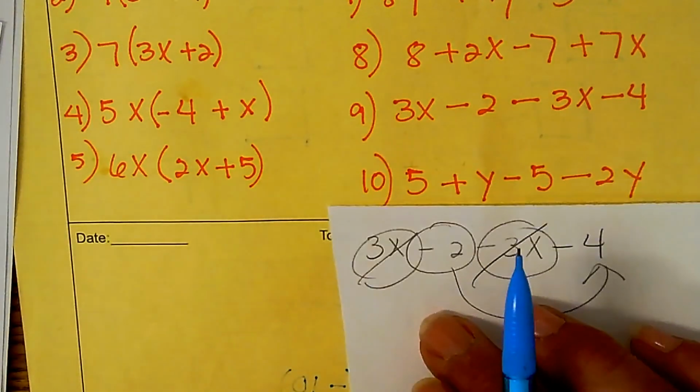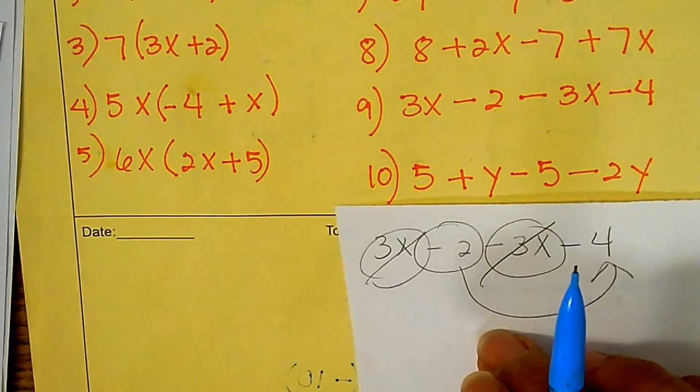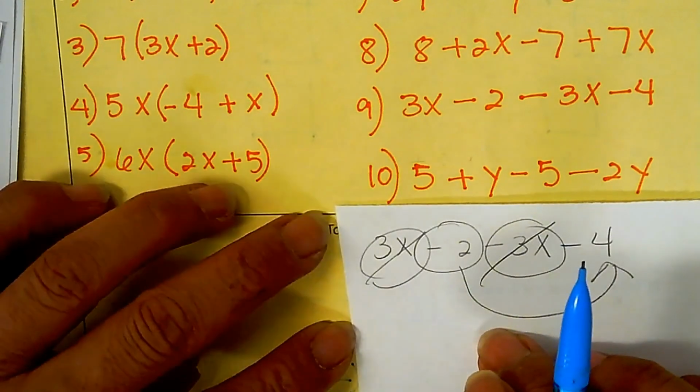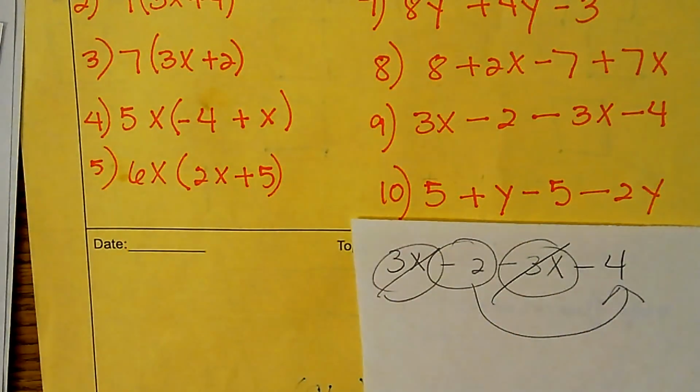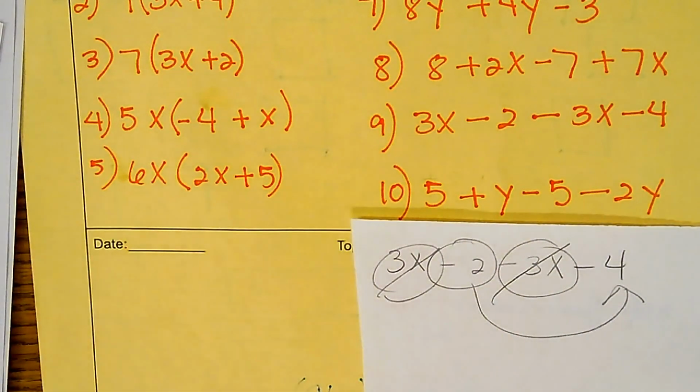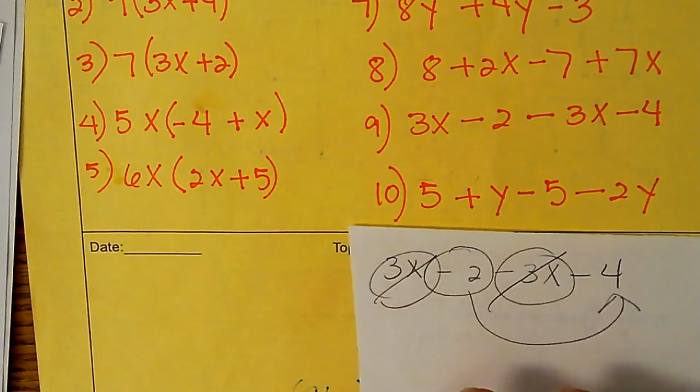And our last but not least, number 10. What do I have as an answer? Kevin. Negative 1y or negative y. Yes. Our invisible one, right? Did everybody get that? Negative y?